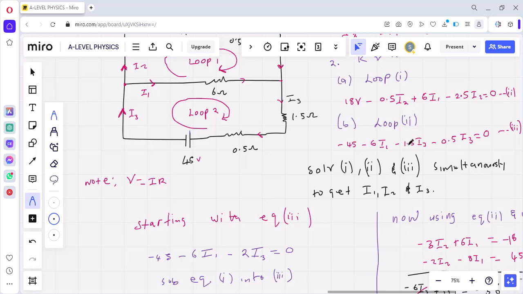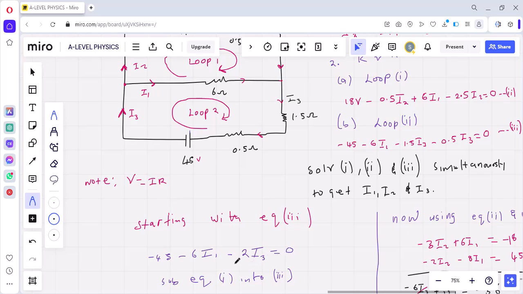I'm going to use substitution and elimination in this case. I'll start with equation 3, so I reduce equation 3. You can see that this here and that there can add. Since they have the same sign, this will give us negative 2I3. So the equation reduces to negative 45 minus 6I1 minus 2I3 is equal to 0.